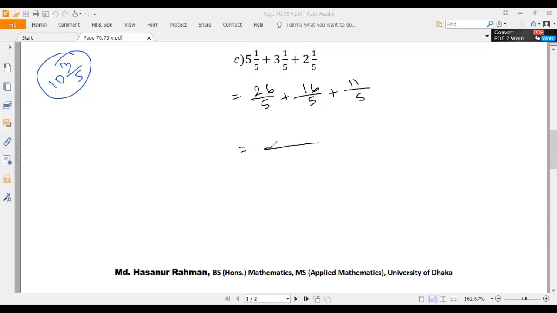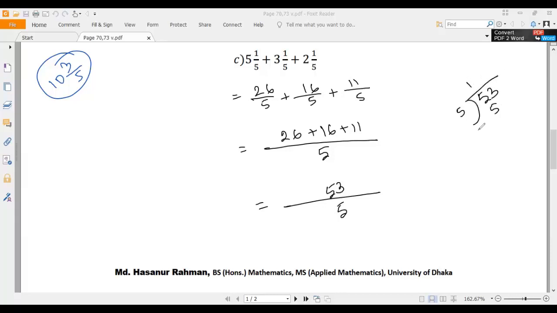Look, here every denominator is the same. So the denominator will be 5. Then we have to just add the numerators. 26 plus 16 plus 11. So if we add 26, 16 and 11, what will we get? So 53 divided by 5. Now we have to convert this 53 by 5 into mixed number. 5 1s are 5. So we have to bring down 3 here. 5 0s are 0. So 3 will be there. Then our final answer should be 10 whole 3 by 5.